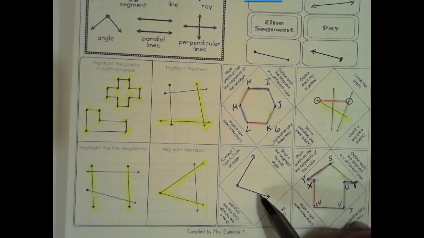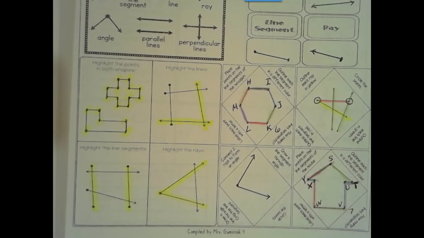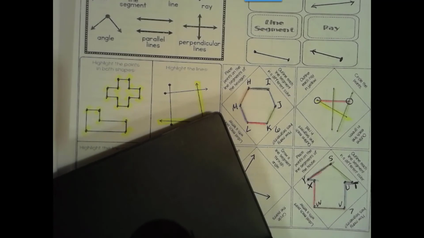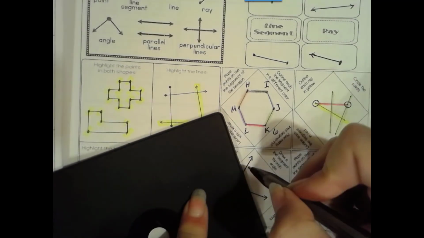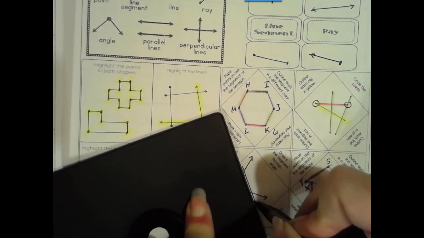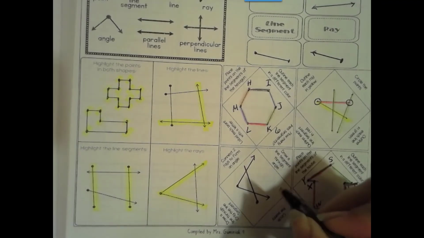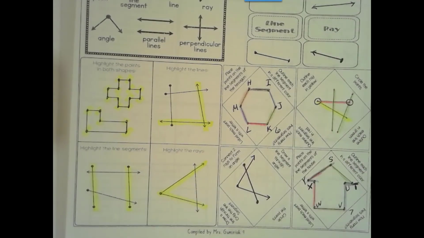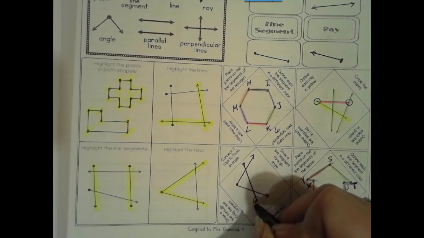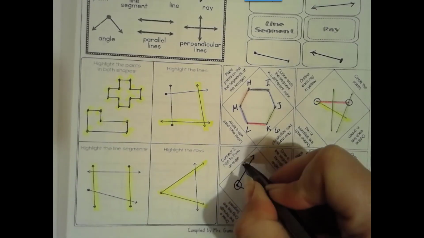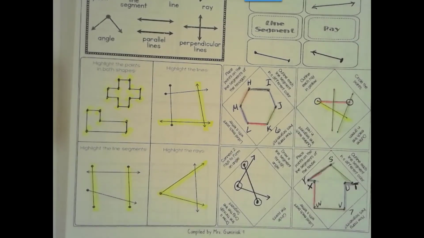So these two rays form an angle, and this says draw a line segment through the angle. So I'm going to just have my straight edge here, make it go through the angle, and I'm going to put my endpoints on it to show that it's a line segment and not a line. Circle the points. So this is a point, this is a point, and this is a point. Talking about all those endpoints.